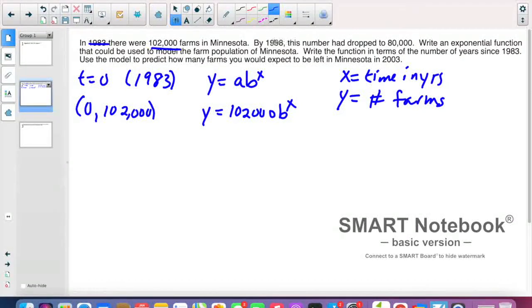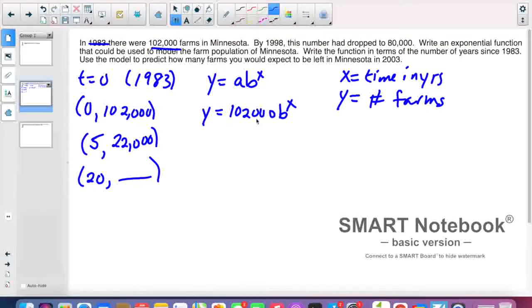We know that by 1998, in other words, 5 years after the starting point, so at year 5, the number of farms has dropped by 80,000. So if we subtract 80,000 from 102,000, we would end up with 22,000 farms left. Then it goes on to say to write an exponential equation that can be used to model that farm population, and then write the function in terms of the number of years since 1983. Okay, that's what we're working on right here. And it says use the model to predict how many farms you would expect to be left in Minnesota in 2003. Well, in 2003, if we started in 1983, wouldn't that be year 20? So when x is 20, they want us to figure out how many farms are left. That's what we're trying to find.